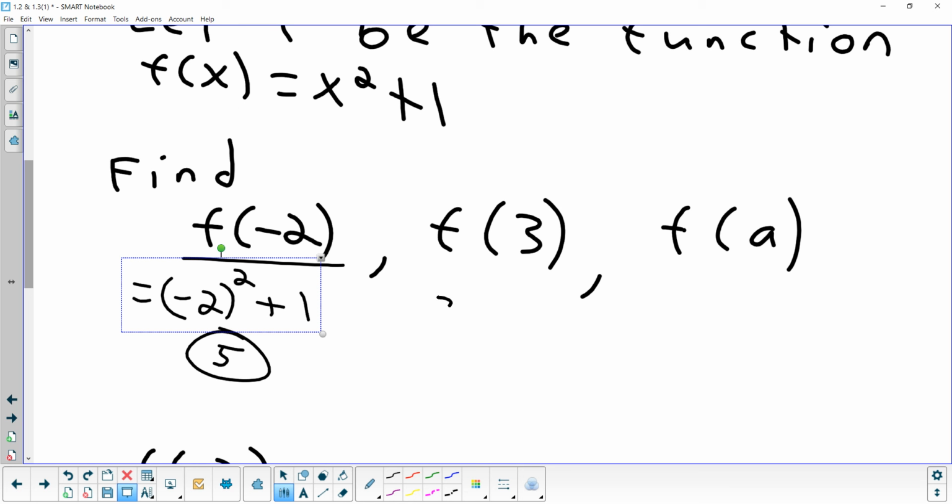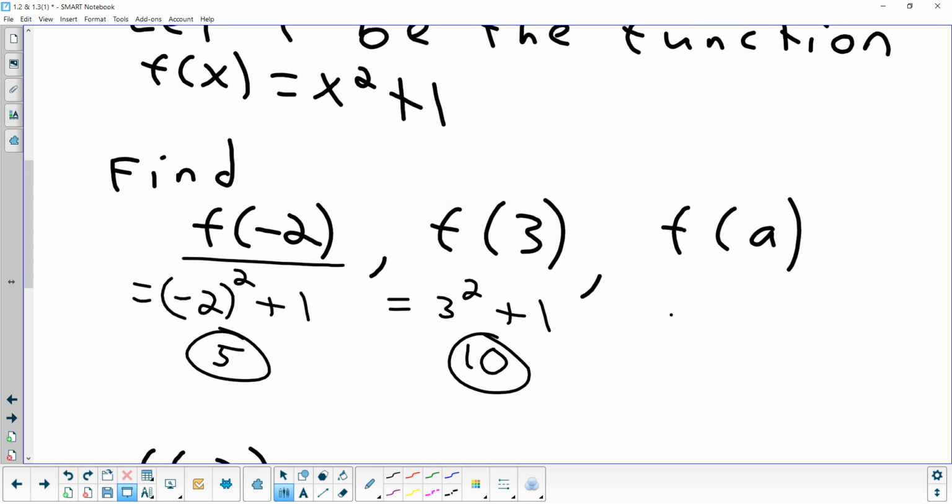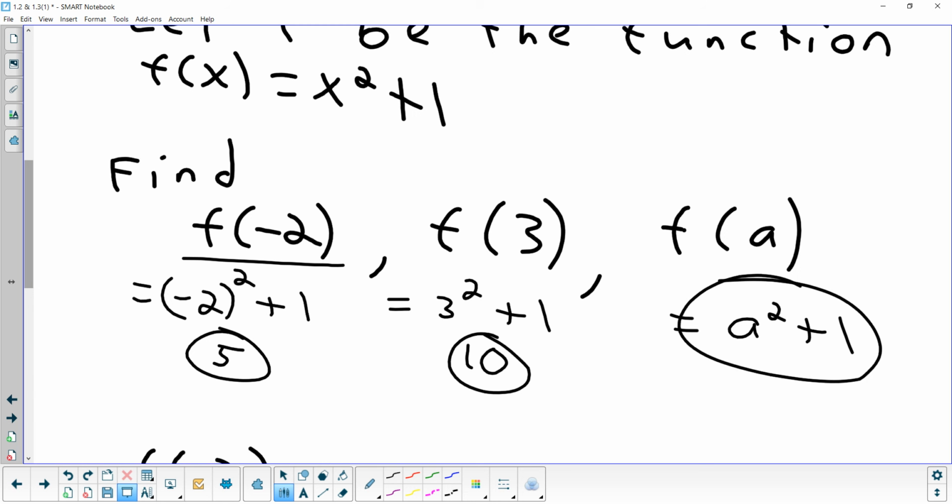Okay, f of 3. 3 squared plus 1, which in this case is 10. Now, f of a, there's not really anything I can do. I just fill the a in where the x is, and that's all I can really do. A squared plus 1. Okay, so that's called evaluating. Any question on that? Okay.